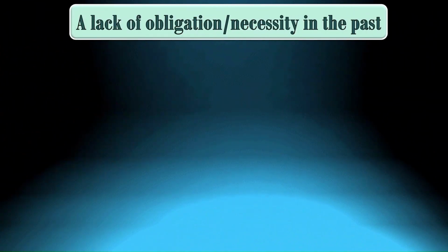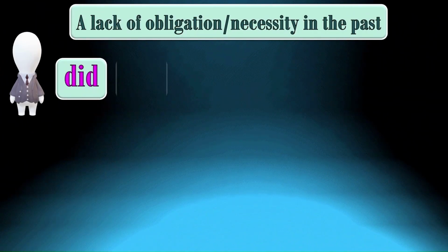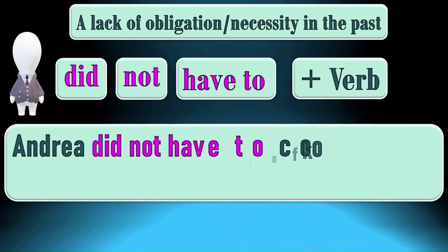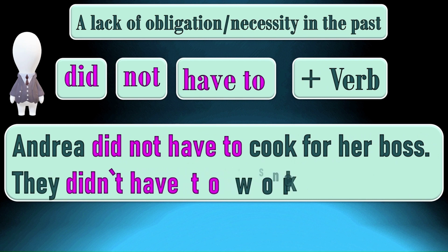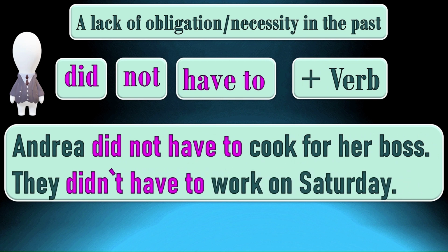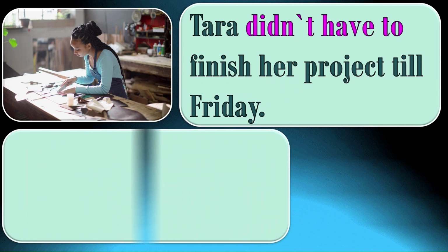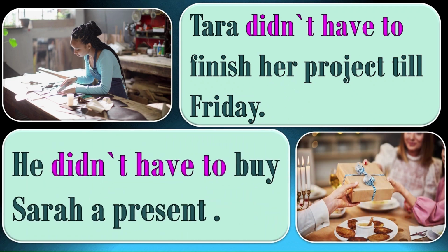To make a sentence, expressing a lack of obligation or necessity in the past, we begin with a subject, add did, then not, plus have to, and a verb. Andrea did not have to cook for her boss. They didn't have to work on Saturday. Tara didn't have to finish her project till Friday. He didn't have to buy Sarah a present.